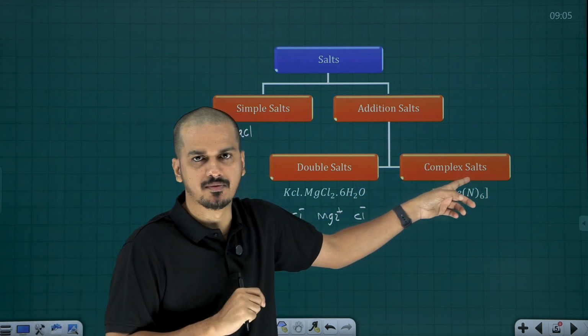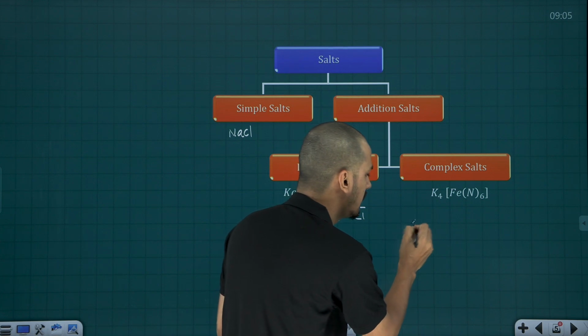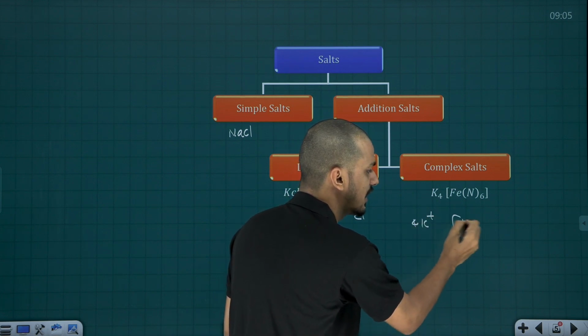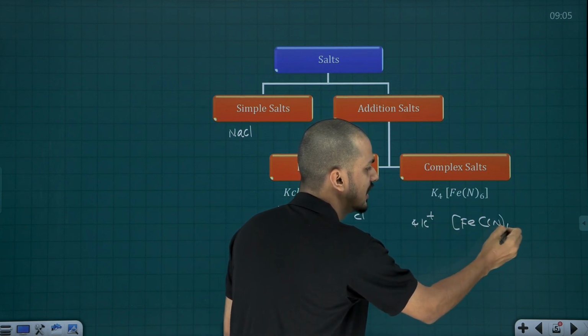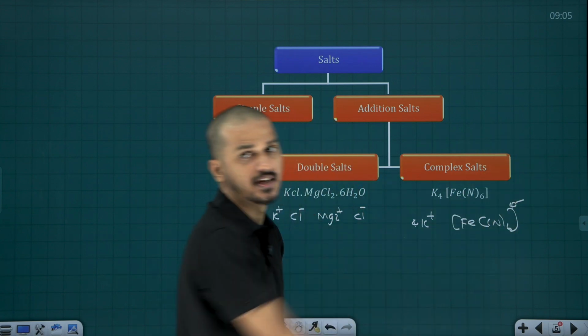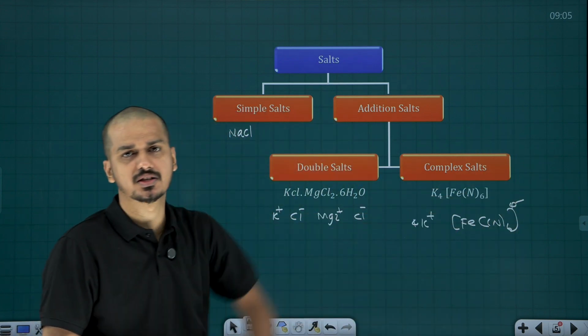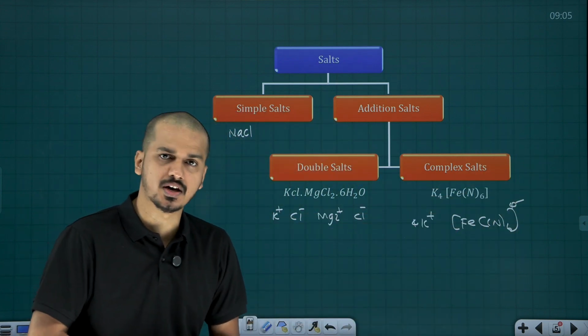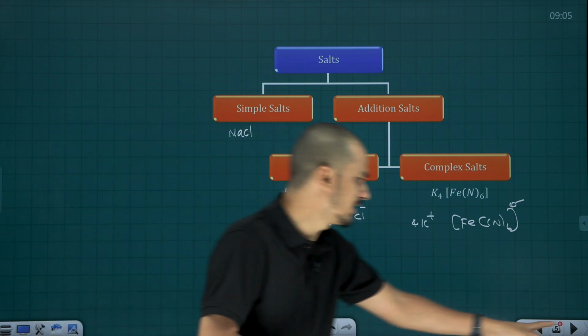Complex salt on dissolution will give complex ions. This will give you 4K+ as well as [Fe(CN)6]4-. So to discuss this complex salt only, we have this coordination compounds chapter. Okay, you learn the basic ideas.